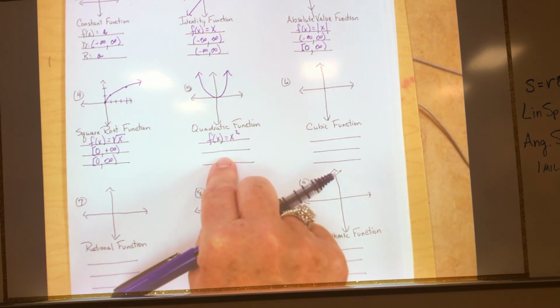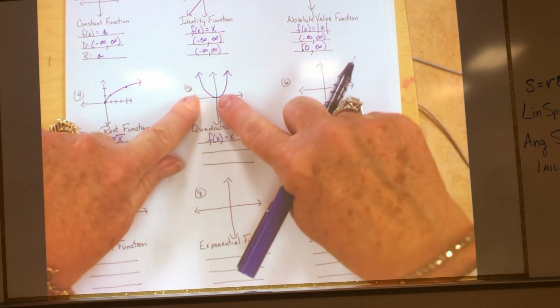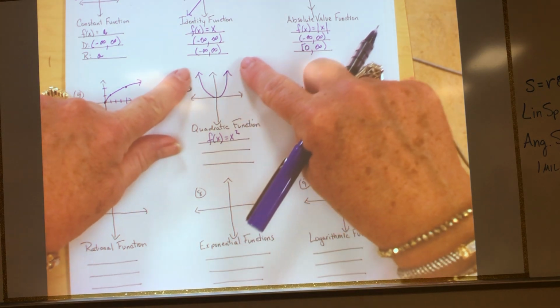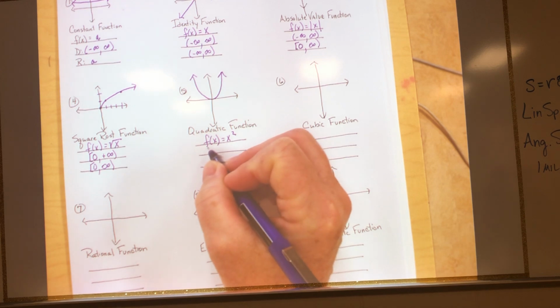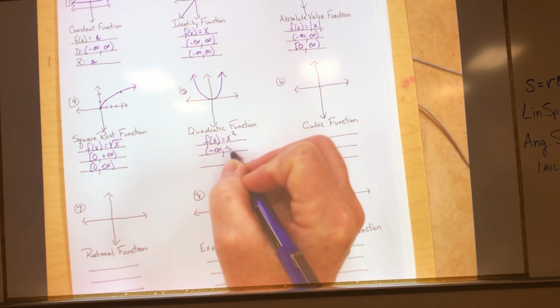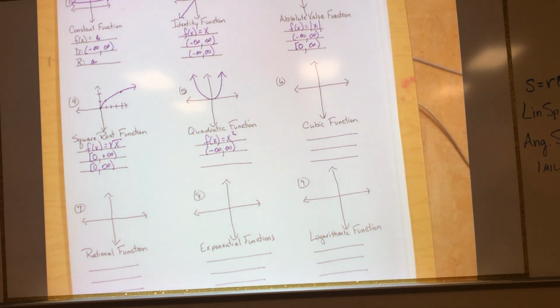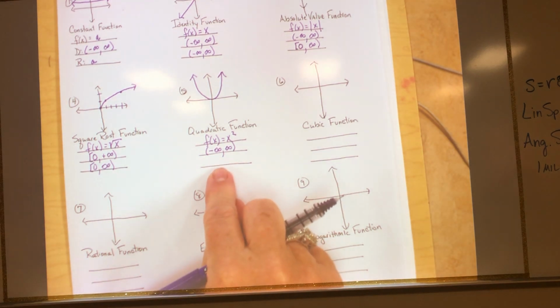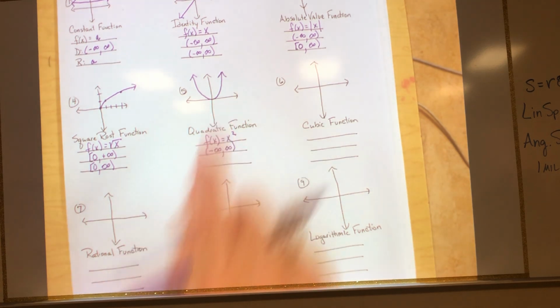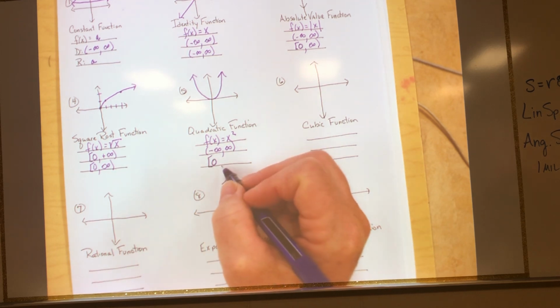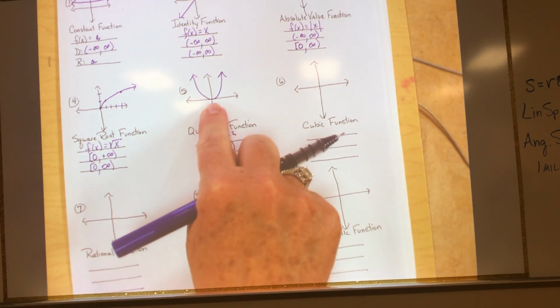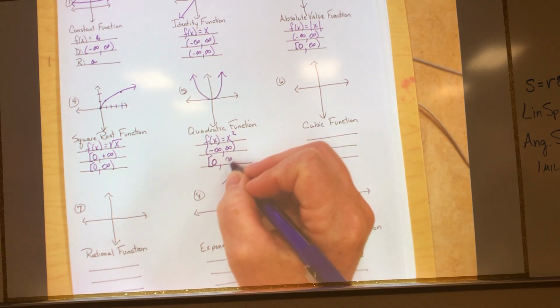Let's talk about the domain. This function goes up on each side, but it also goes what? Out. Okay, so what is my domain? Yes, negative infinity to positive infinity. What about my range? Start from the bottom and read up. Where does it start? 0. Is that 0 included or excluded? Included. Yeah, he's included. All right? And it goes all the way to what? Positive infinity.